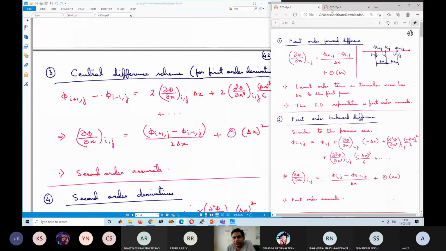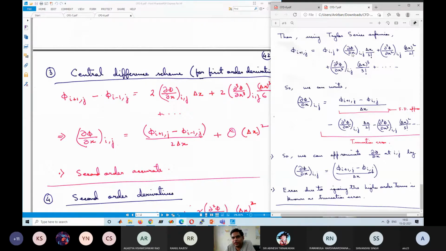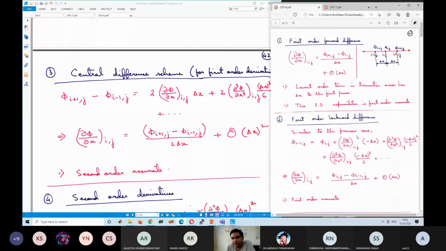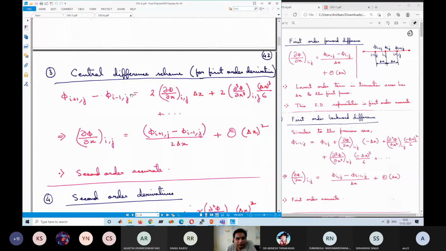So the first term that is left is del phi del x at ij into delta x, minus of minus del phi del x into delta x, so 2 del phi del x into delta x will be there. The second order term will again get cancelled. The positive terms get cancelled because we are subtracting, but the negative terms in the second equation, because we are subtracting, they get added.